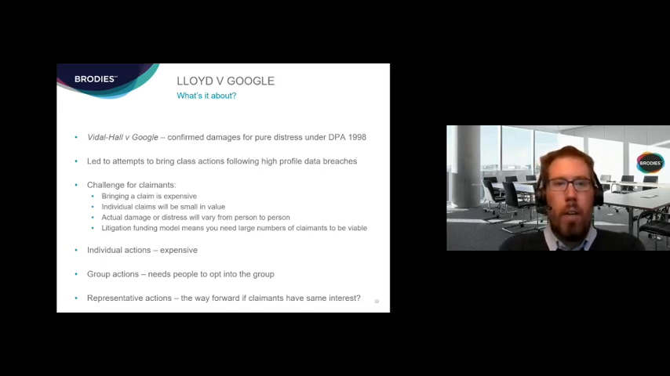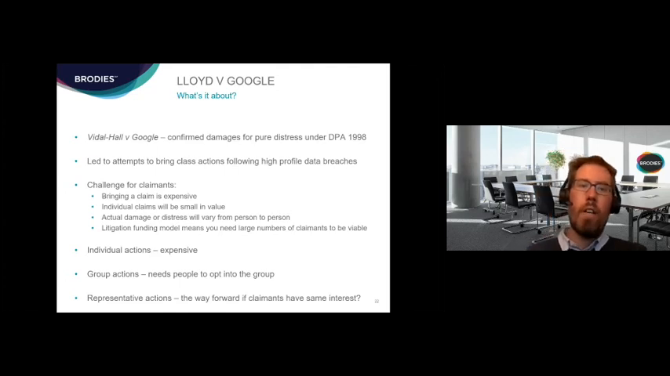I'm not going to go through it in detail, but just the development of case law around the ability of individuals to obtain damages for pure distress. So they haven't suffered any financial loss. That's confirmed back in Vidal Hall. And then trying to deal with this issue, which is that small value claims are expensive to bring, particularly when you're up against someone like Google. So how within the various court processes can you do that? Individual actions are expensive. Group actions, you need individuals to opt into that under English law. But there is a third way in terms of representative actions, and that's what Lloyd v. Google is about.